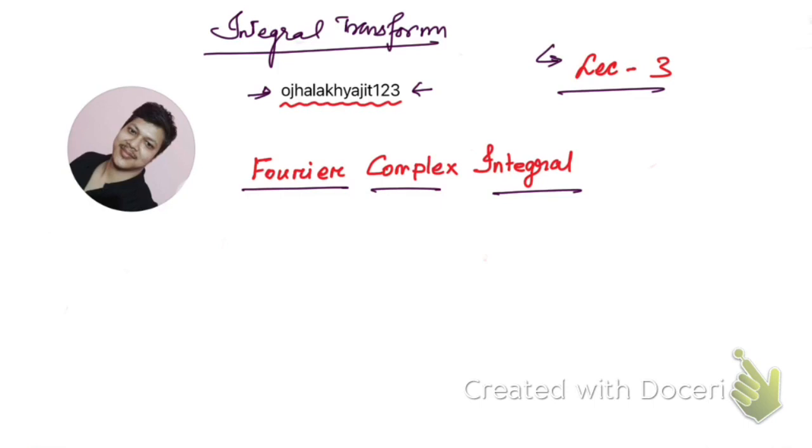So now let's start. As we have already discussed the Fourier integral theorem in lecture number 1, and the two different forms, Fourier sine integral and cosine integral, in lecture 2. If you haven't watched those two lectures yet, you can go through them. Links are in the description box.